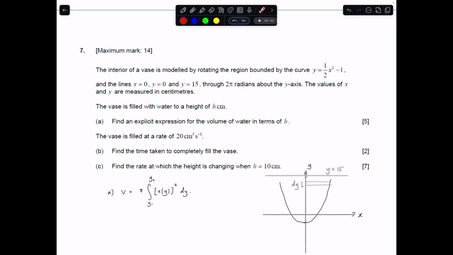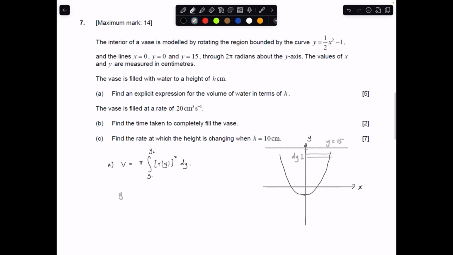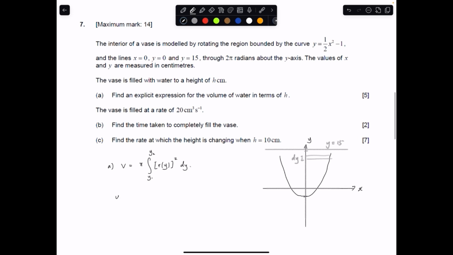But the thing is, this function is rotated about the y-axis, and so we have to rearrange the function y equals 1/2 x squared minus 1 in terms of y. So we have to make this look like x equals. Let's go ahead and do that first. We have y equals 1/2 x squared minus 1, and we want to rearrange this so that it's x equals. So x squared equals 2 times (y plus 1). x equals the square root of 2 times (y plus 1).